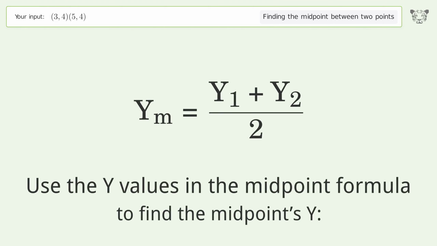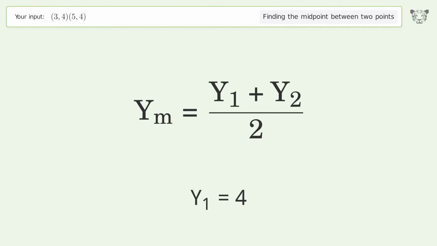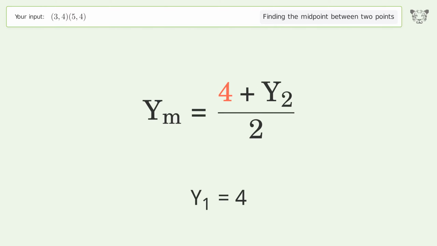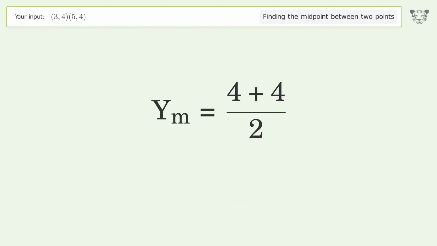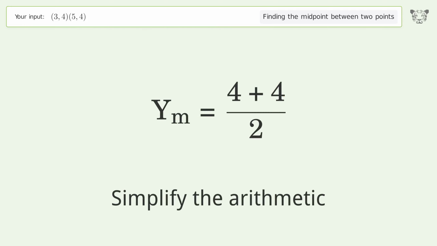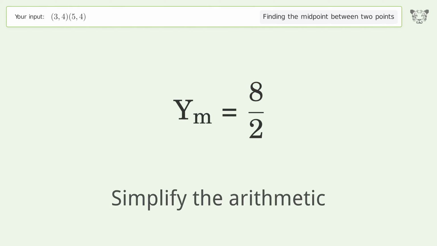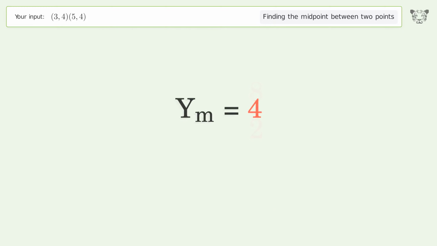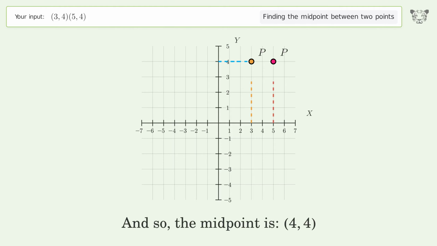Use the y values in the midpoint formula to find the midpoint's y. y1 equals 4. y2 equals 4. Simplify the arithmetic. And so, the midpoint is 4, 4.